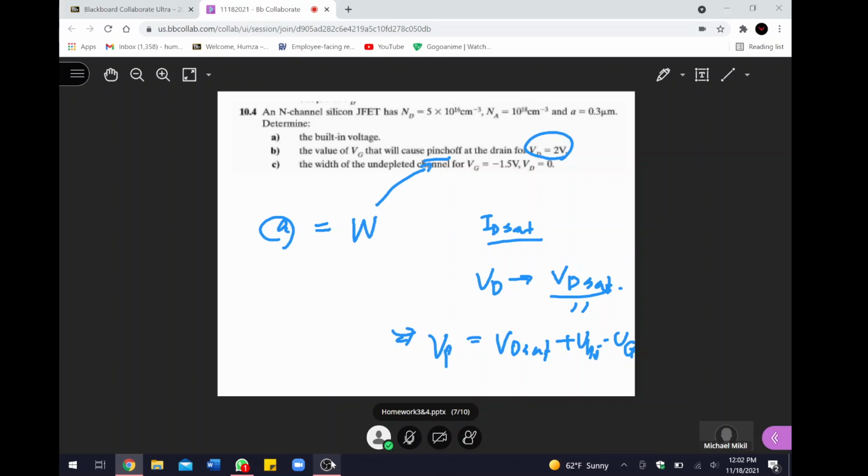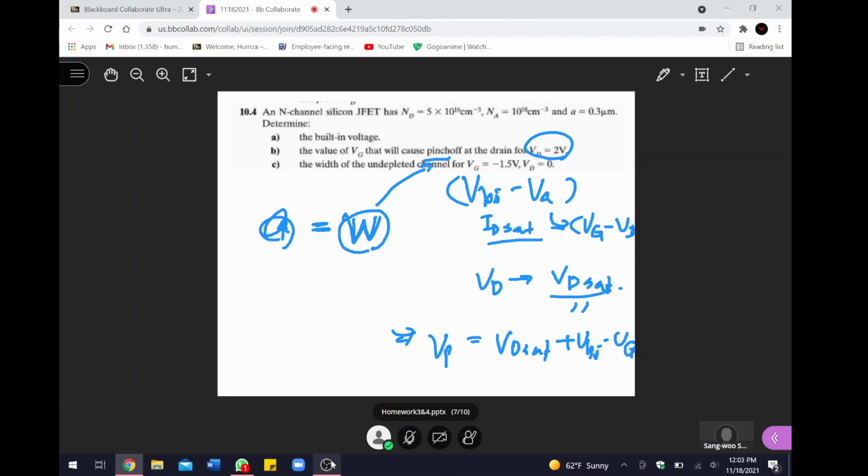So basically, this question is asking that first you need to formulate the channel width A equal to the depletion width at the moment pinch off happens. Then you have VBI minus VA, as in a typical PN junction. VA is the voltage between the gate and the drain side.